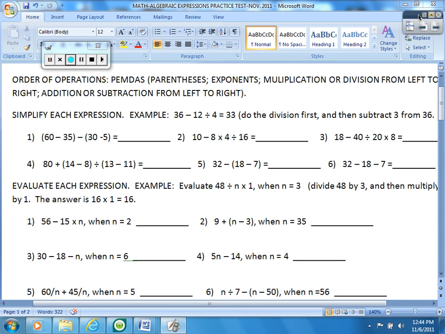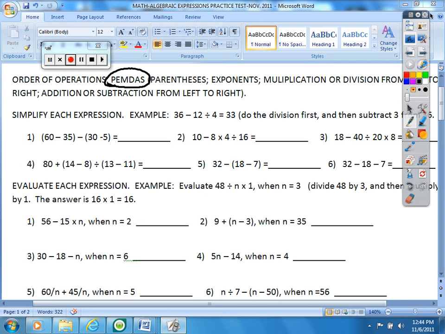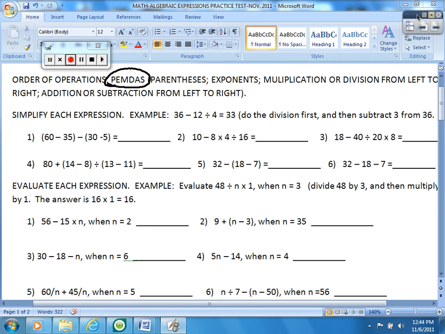I'll give an example. It always goes back to your order of operations. Everything that we're doing goes back to that. You must do your parentheses first, then if you have any exponents, which we will not in these problems, then multiplication or division from left to right, and then go back and do any addition or subtraction from left to right, whichever comes first. So I'm just going to do a couple of these just to make sure everyone is still up on this.